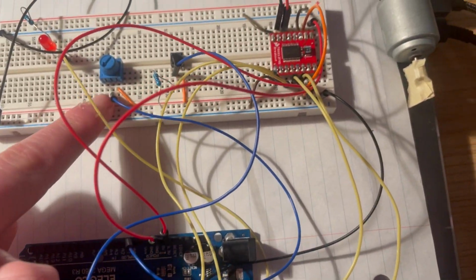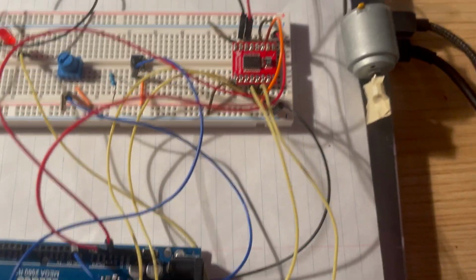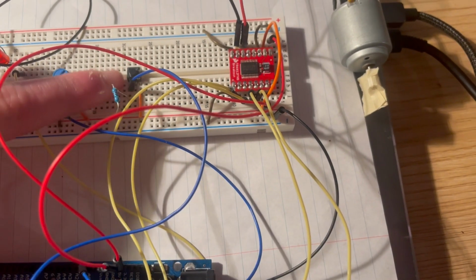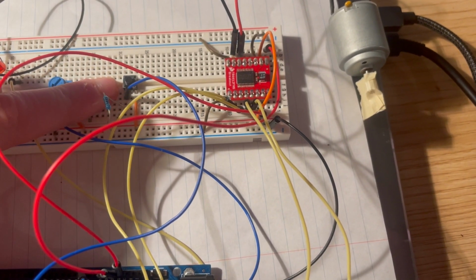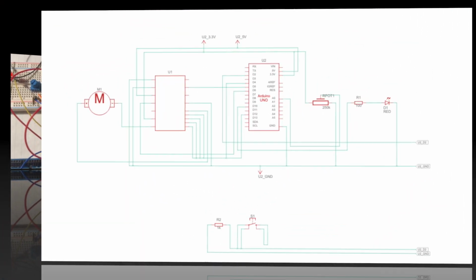The potentiometer goes into an analog input, and the button goes into a digital input. So when this digital input receives current, it knows that the button is on, and I can use that for my code. And then when the button's not pressed, the circuit is not completed, so it doesn't receive an input.